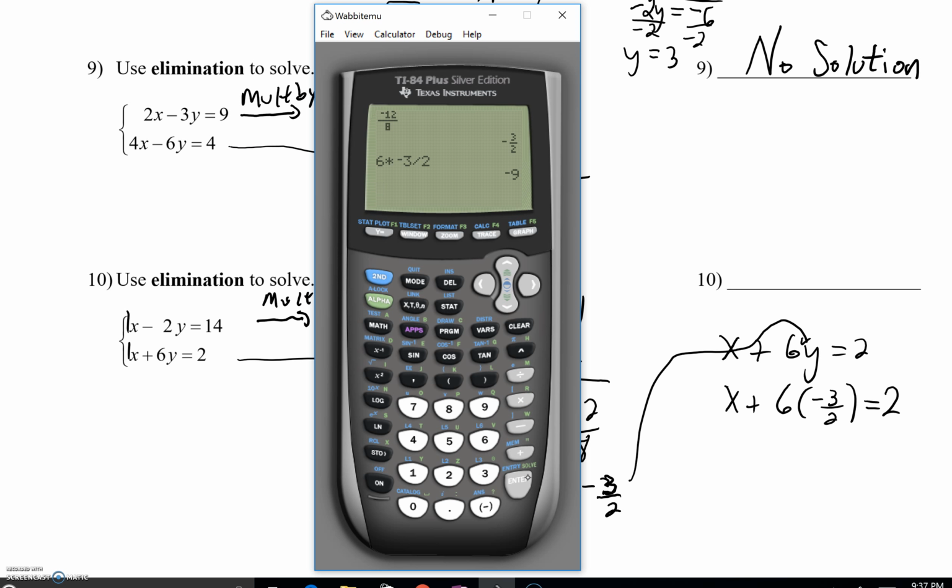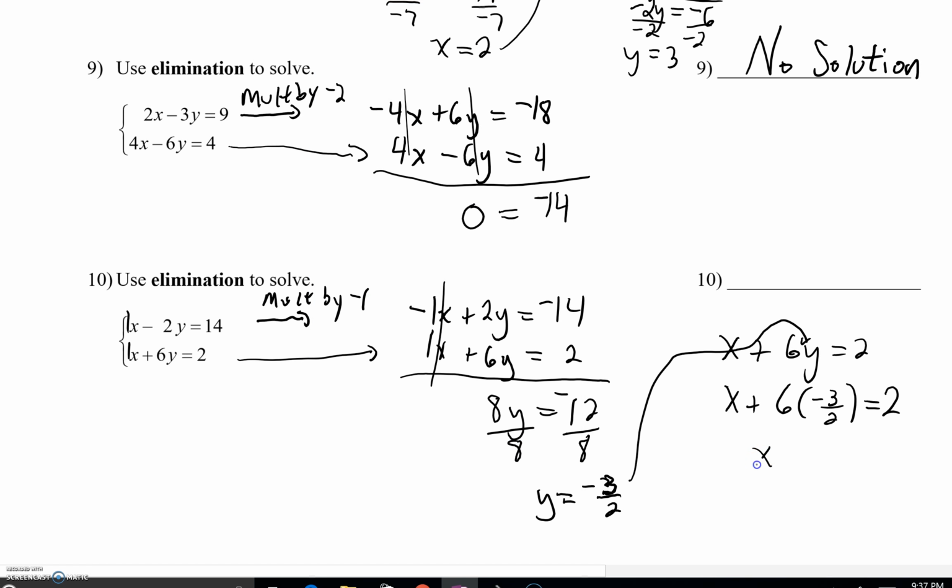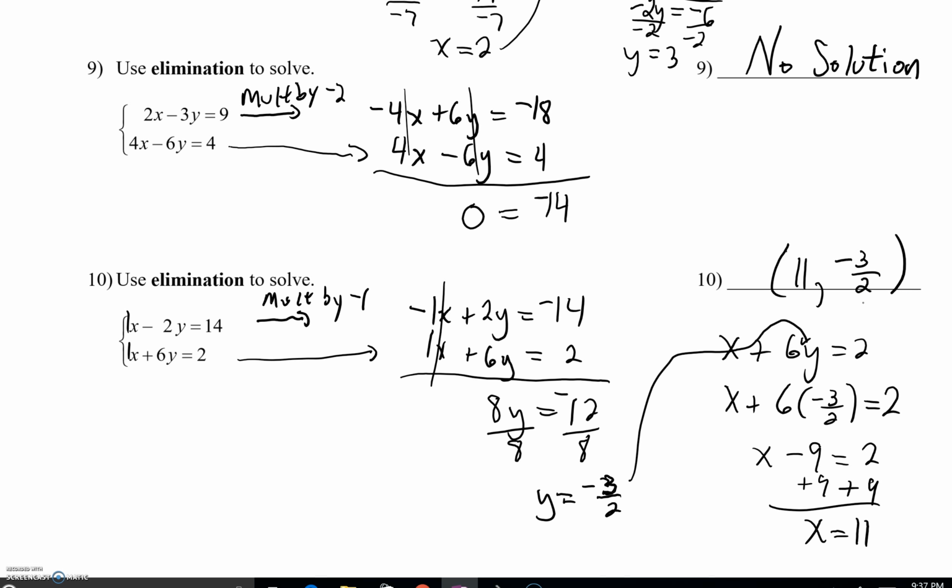You'd get negative 9. So this is x minus 9 equals 2. Add a 9 to both sides. You will be left with x equals 11. So we're dealing with a little bit larger of an x-coordinate than we normally see. But this wraps up page 2.